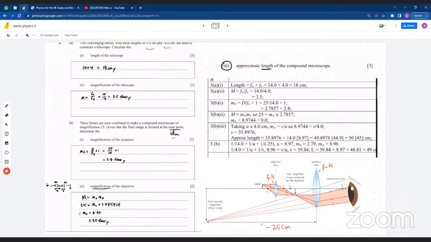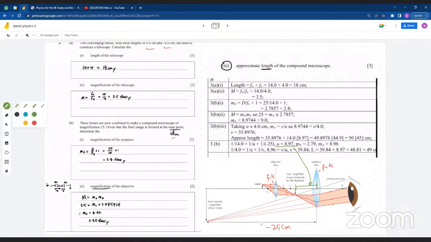Okay, then you have this one, 1 over 14, and then you have the 1 over minus 25. Then you have the u already. The u will be this guy. So far, so good? 1 over f equals 1 over u plus 1 over v. That is the normal equation. So you have the u, and u is obviously part of the length of the microscope. In this case, there's your 8.97. We need that. So all we need is this guy. If we add these two, we have the length of the microscope.